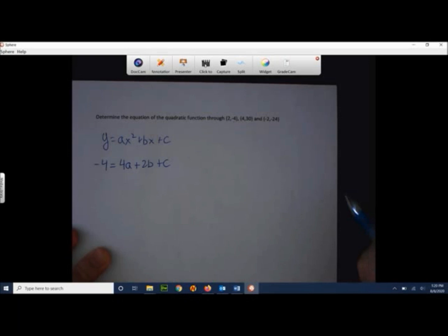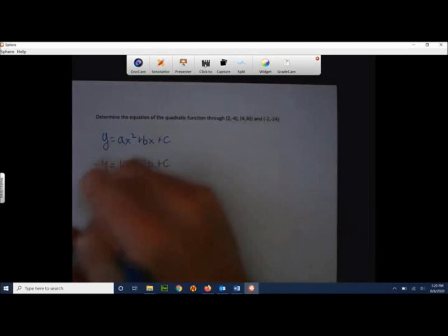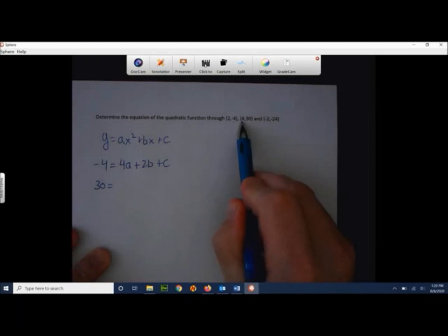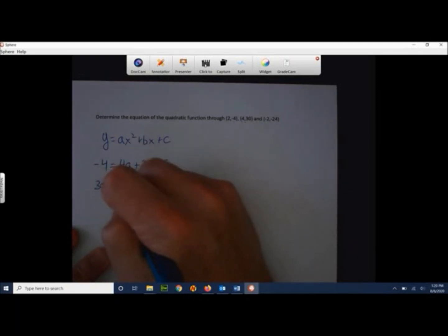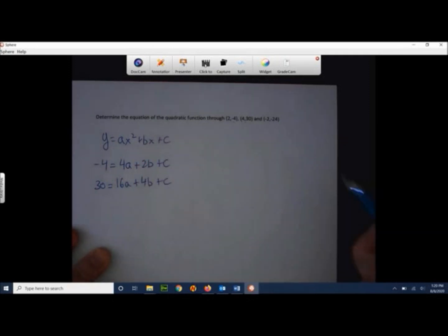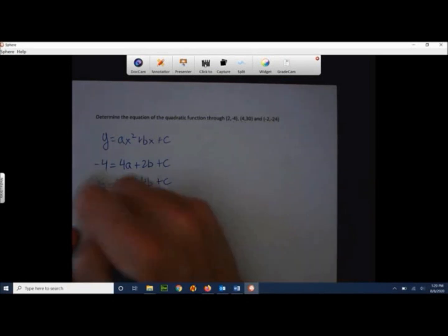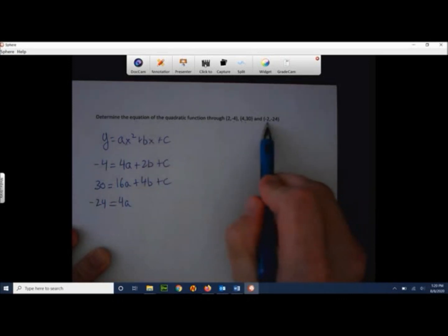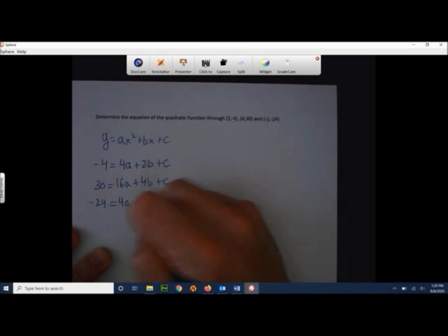Plugging in the second point, 30 equals, x is 4. 4 squared is 16, so that's going to be 16a. Plus x is still 4, so that's 4b plus c. And finally, this point, negative 24 equals, negative 2 squared is 4, so that's going to be 4a. But then I'm going to have a negative 2 here, so that's going to be negative 2b plus c.